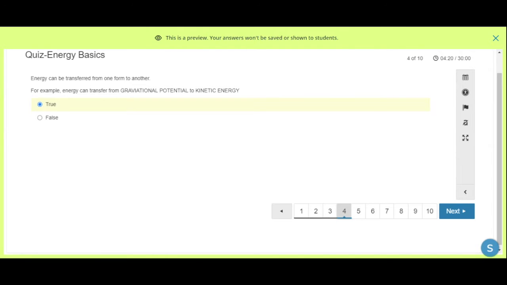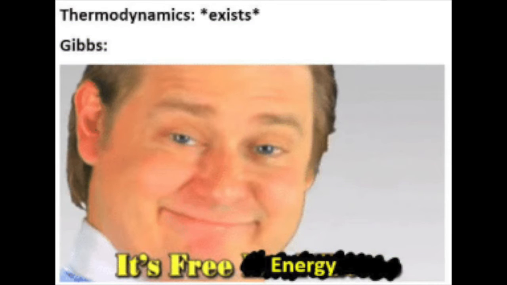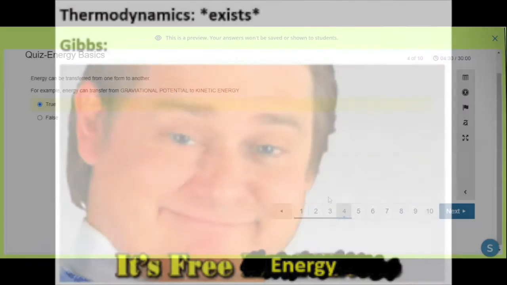Gravitational potential energy is coming from somewhere. Kinetic energy is coming from somewhere. All of these different types of energies are just being taken from a different type of energy and transferred into the one that we need.